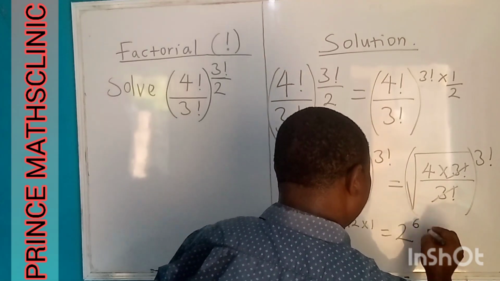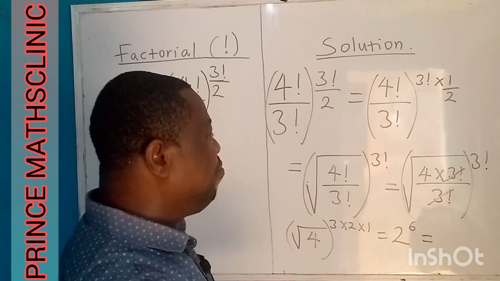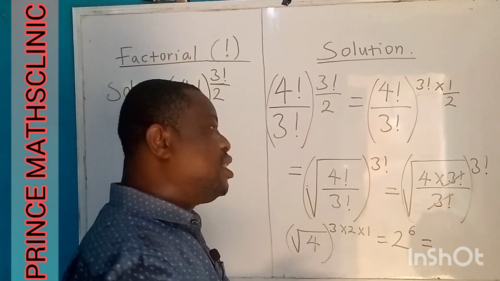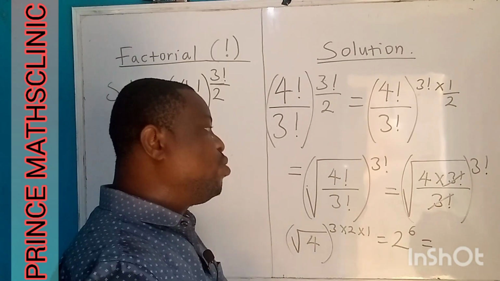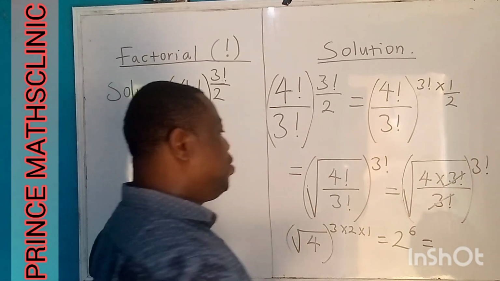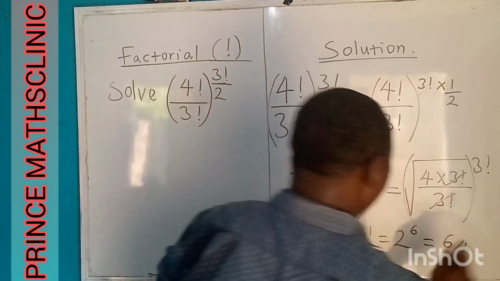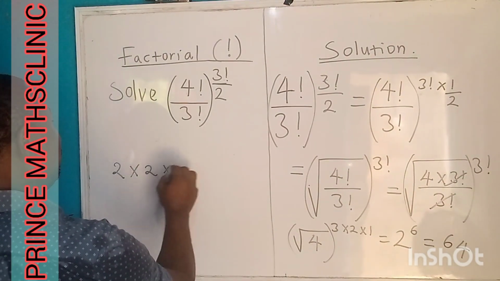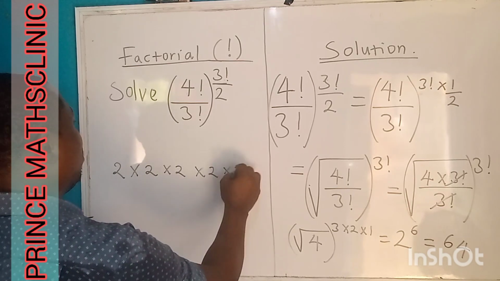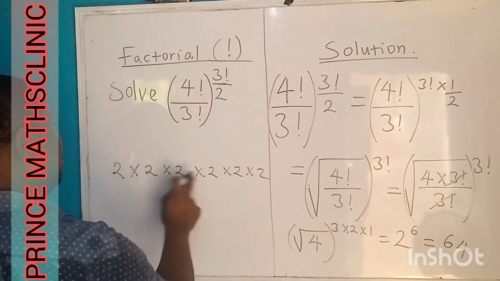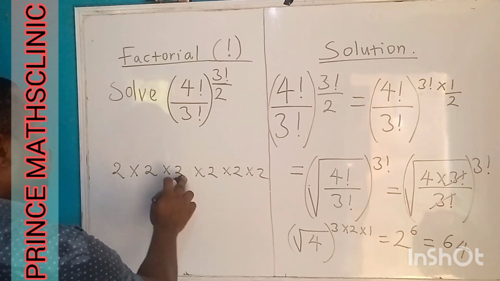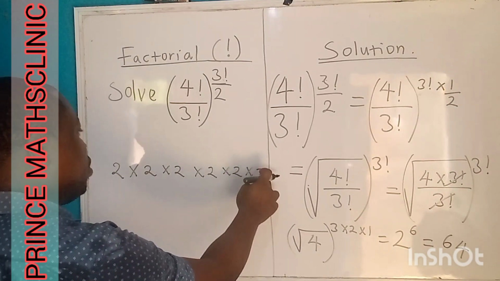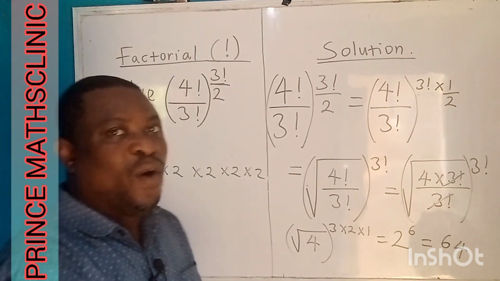So 2 to the power of 6 means 2 in 6 places. 2 times 2 is 4. 4 times 2 is 8. 8 times 2 is 16. 16 times 2 is 32. 32 times 2 gives you 64. Remember, 2 in 6 places, which is 2 times 2 times 2 times 2 times 2 times 2. 1, 2, 3, 4, 5, 6. So again, the result is 64.